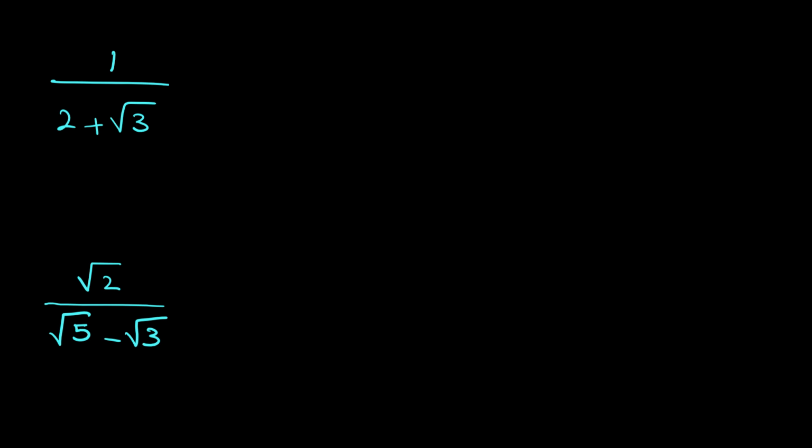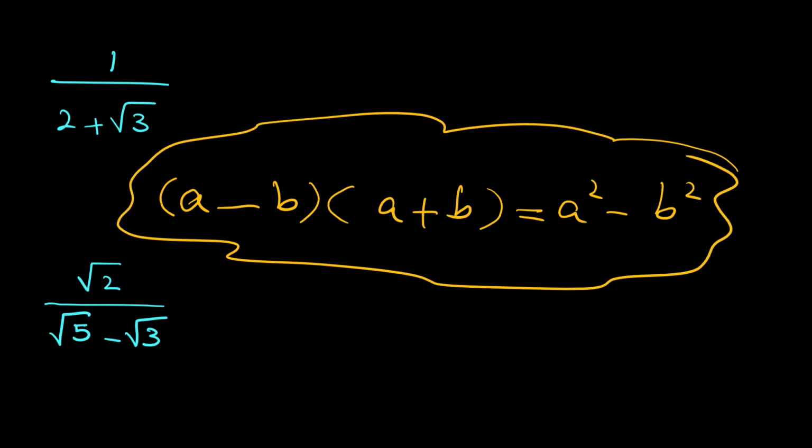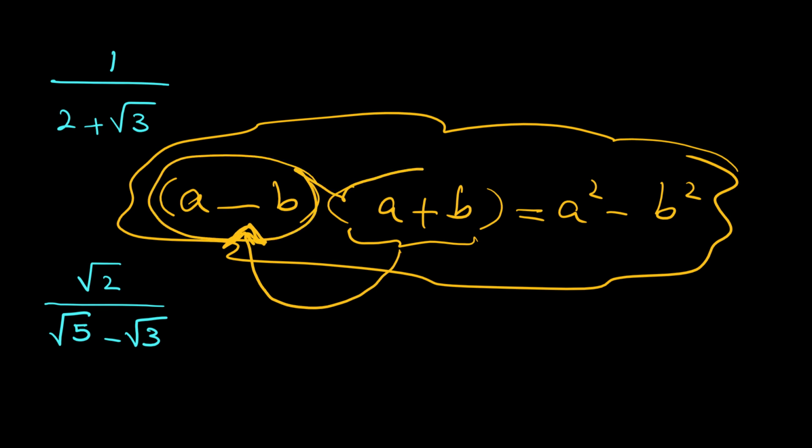But how do we rationalize these types of questions? Whenever we have a radical, a square root especially, in the denominator, plus or minus something, the method that we use to get rid of the radical in the denominator is remembering this identity. Let me remind you something. If you remember, we had this identity: a minus b times a plus b is a to the 2 minus b to the 2. Probably you are familiar with this identity. A minus b times a plus b is a to the 2 minus b to the 2.